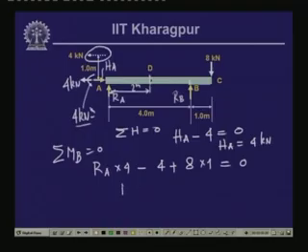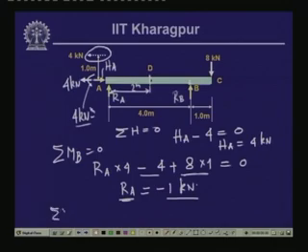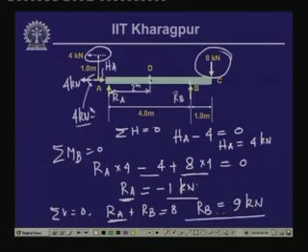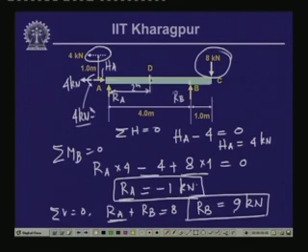Now, this gives us RA into 4 minus 4 plus 8, so this is plus 4, equals minus 1 kilonewton. So, the value of the reactive force at A is minus 1 kilonewton. Now, if we take the other equilibrium, the summation of vertical forces equals 0, then we have RA plus RB equals the only vertical force, 8 kilonewton. RA we have obtained as minus 1, so RB is equal to 8 minus RA, which is 9 kilonewton. So, the reactive forces are RA equals minus 1 and RB equals 9 kilonewton.